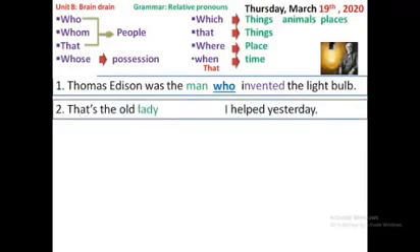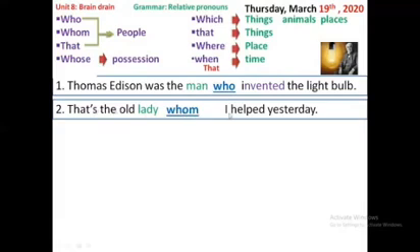The other example is, that's the lady, or that's the old lady I helped yesterday. Oh, very good. So it refers to a person. Then we're going to say whom. Very good. Okay, now please pay attention. It refers to a person. But look here, what follows is a verb. What follows is a subject. So who is a subject and should be followed by verb, and whom is an object and it does not need a verb. That's why we have to use here whom.